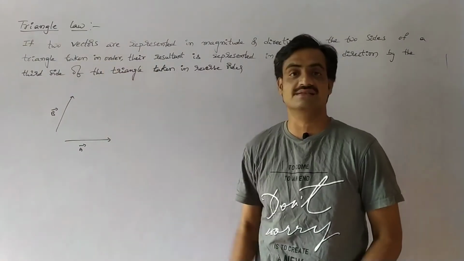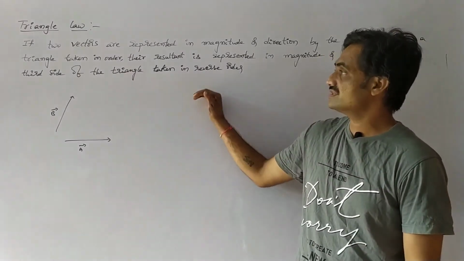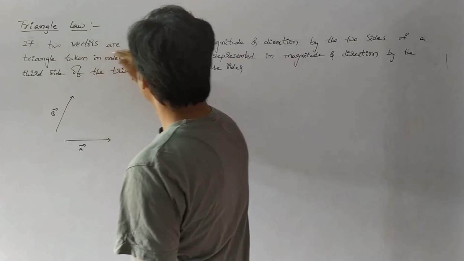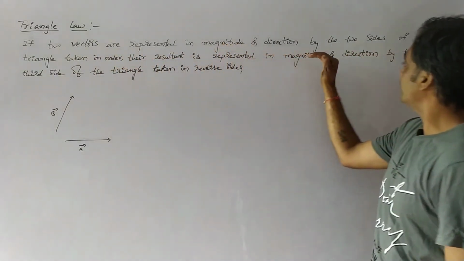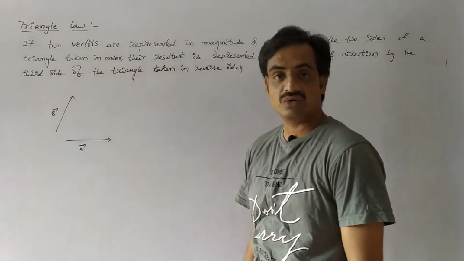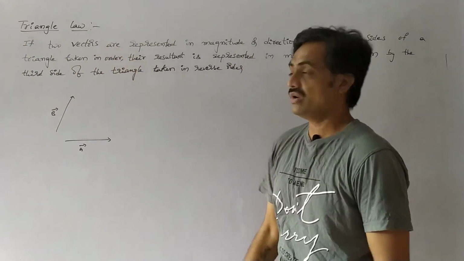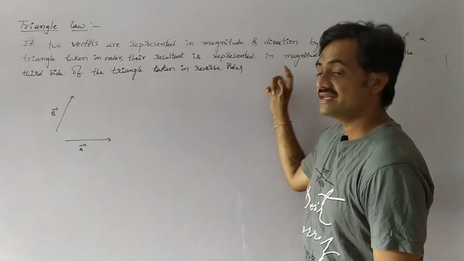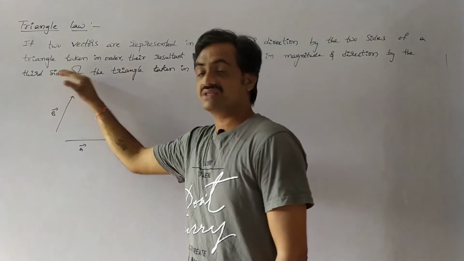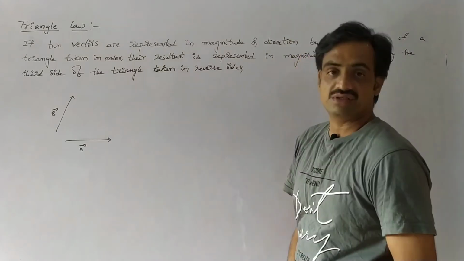We are going to discuss this triangle. Coming to the statement of the triangle law, observe that if two vectors are represented in magnitude and direction by the two sides of a triangle taken in order, then the resultant vector is represented in magnitude and direction by the third side of the triangle taken in reverse order.